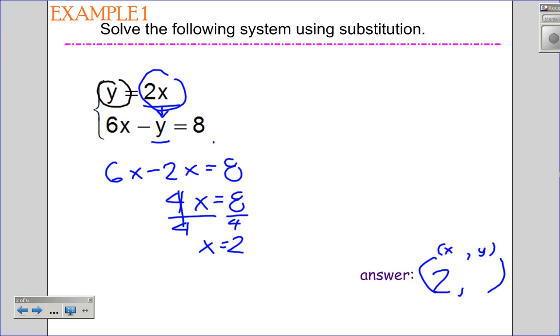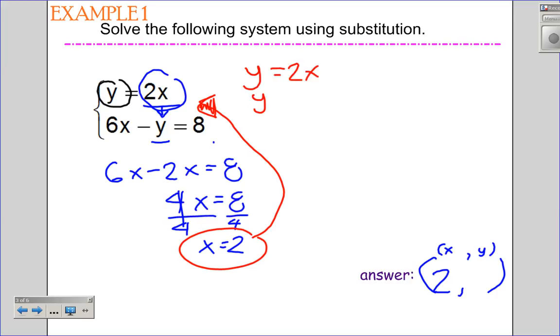I have half of my answer. I don't have my whole answer, I only have half of it. So I know x is 2. Now I take this value and go back up into one of these and figure out what y is. I'm just going to go back into the first one because it looks easier. I'm not going to have to do any solving. I could plug it in here for the x, but I can also just plug in here. So y equals 2x. I know that x is 2, so 2 times 2. So what does y equal? Well, y is 4. So what's my answer? 2 comma 4.